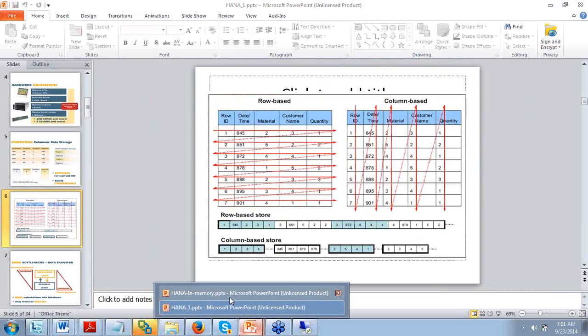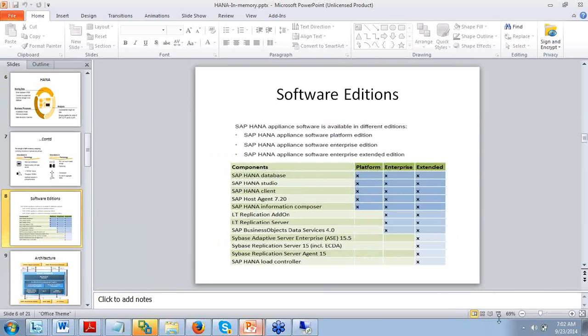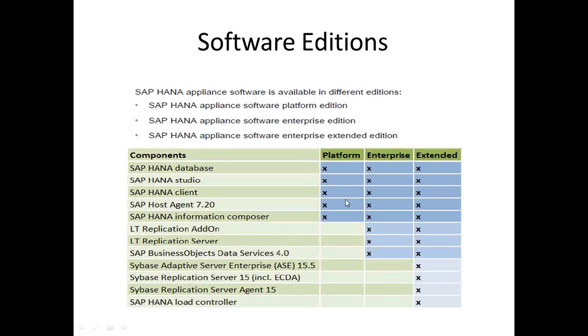So going to the architecture of SAP HANA, it is available majorly in three different editions. The core is for SAP customers, where you would just need to install the SAP specific software, which is HANA Database, HANA Studio, Client, and Agent, and Information Composer. For customers who do not have licenses for the replication engines, the Enterprise Edition bundles just the HANA's core software along with the replication engine licenses.